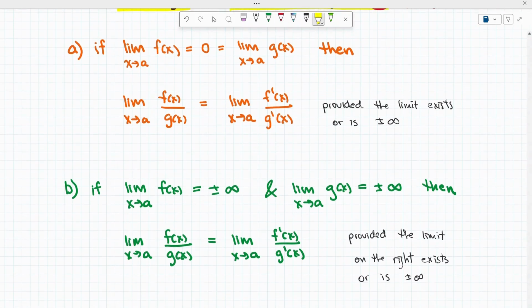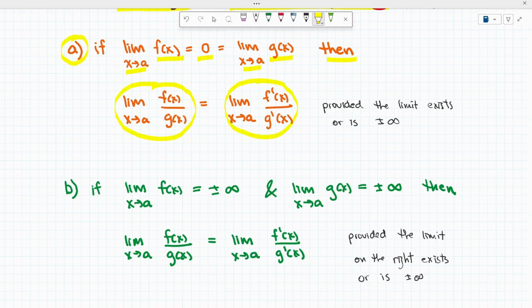We're first going to look at condition number A, or part A. It says that if the limit as x approaches a of f of x equals 0, and the limit as x approaches a of g of x also equals 0, then this is where L'Hopital's rule comes in. It says that the limit as x approaches a of f of x divided by g of x will equal the limit as x approaches a of f prime over g prime.